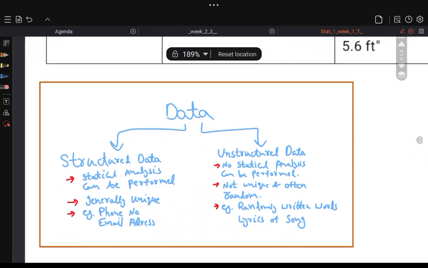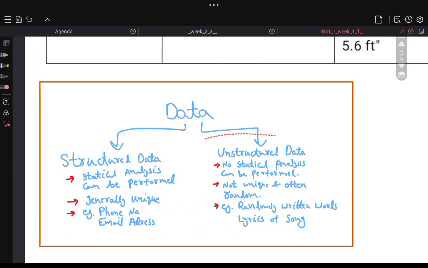See, data can be of two types: structured and unstructured. See, first one is structured data. In structured data we can perform statistical analysis on it. Statistical analysis can be performed, generally on unique data, like phone number, email addresses. Phone number or email address is unique for everyone. Like the roll number is also unique for everyone. In a table there is a column known as serial column. The serial number is unique for every object, right? So these are structured data.